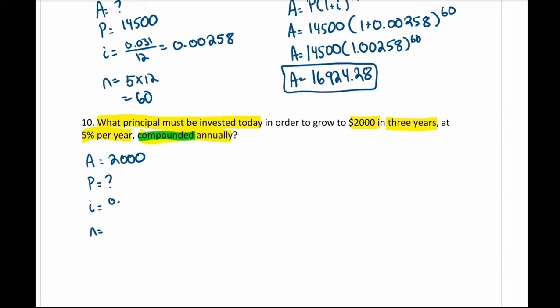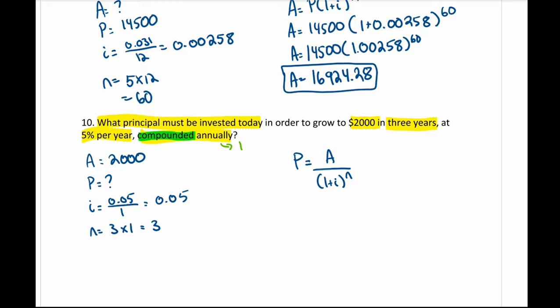Our I is 0.05, or the rate divided by the compound number. Because it's annually, the compound number is 1, so it stays at 0.05. N is 3 years, multiplied by the compound number, which is 1, so it stays at 3. So this means I am using a slightly different formula. And again, it's on the front page, or the very first page under the key points. It talks about looking for present value and compound interest.